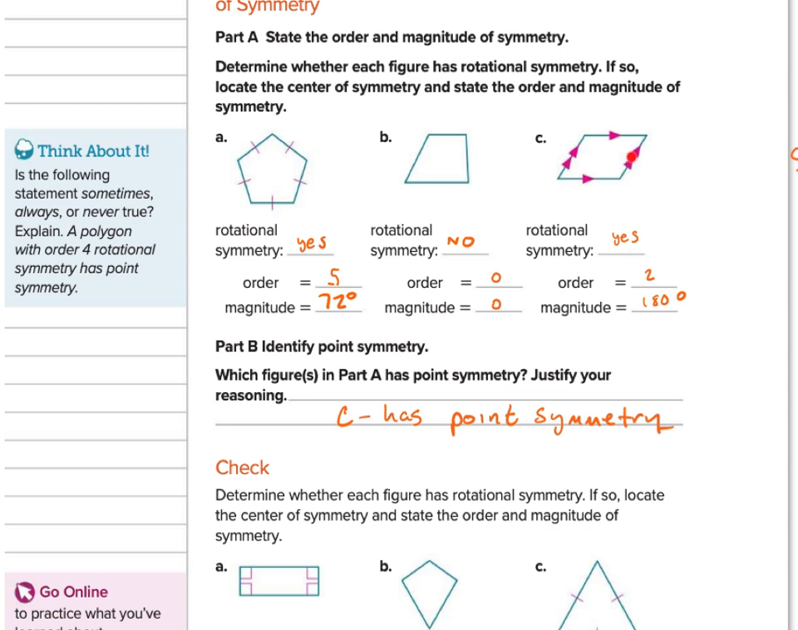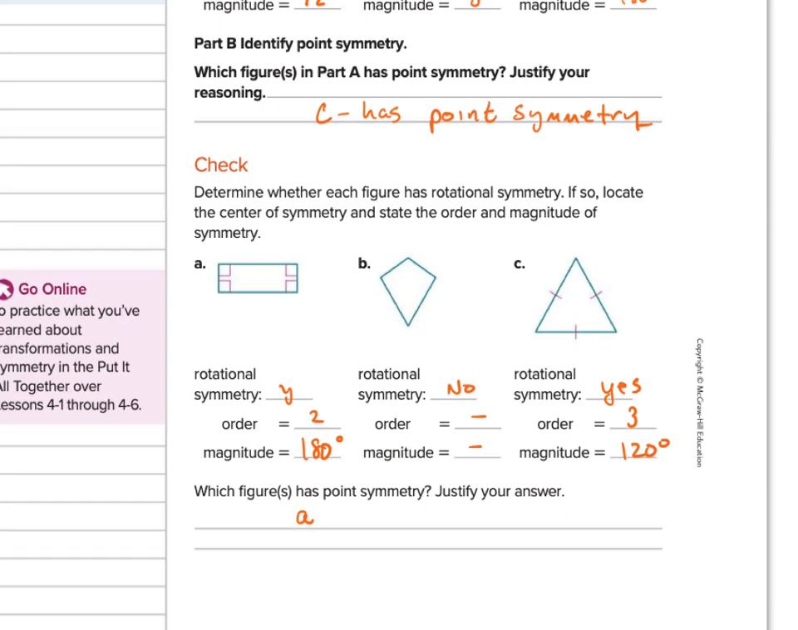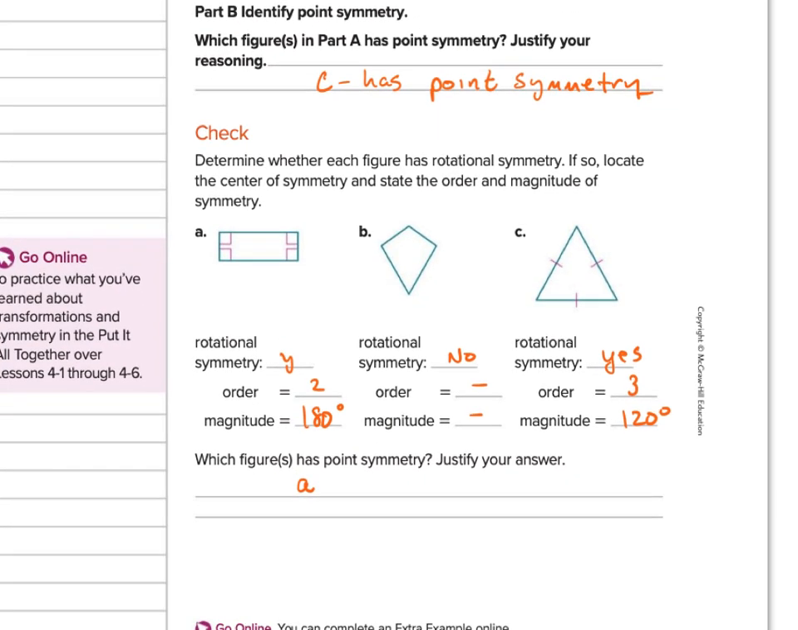This is a parallelogram, which by definition will have rotational symmetry because we can rotate it. It will rotate twice, and then it is 180 degrees. And because it's 180 degrees, we know that that is that point symmetry definition. And then we also have down here in our check a rectangle, which is a parallelogram. So just like a parallelogram, it has rotational symmetry, order of 2, 180 degrees, and that is point symmetry.